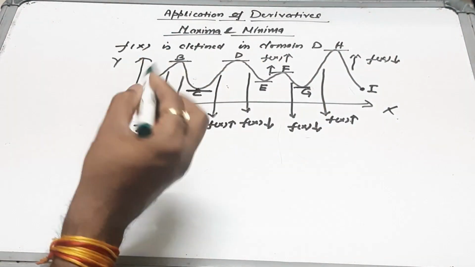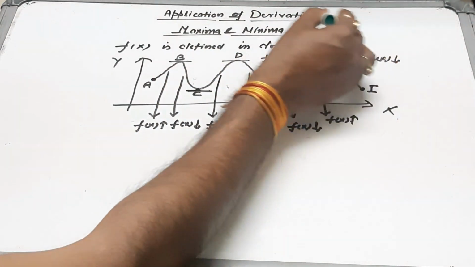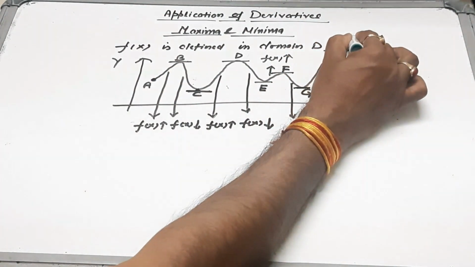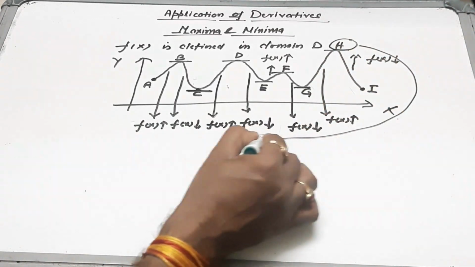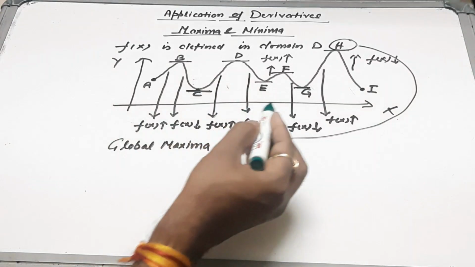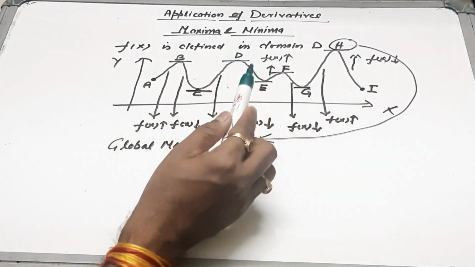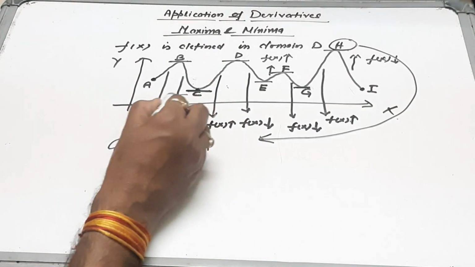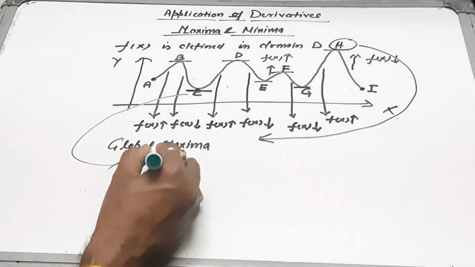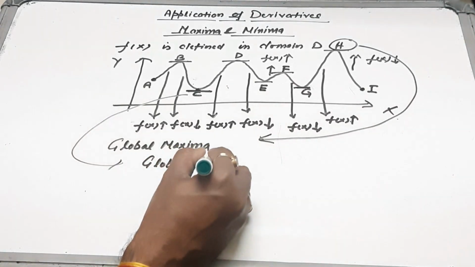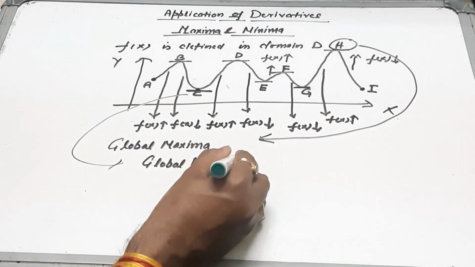So overall, the complete function's maxima will be this H point, which you call the global maxima. Okay? Similarly, if you see, the global minima, that is C downwards. So C will be the global minima, sorry, global minima.